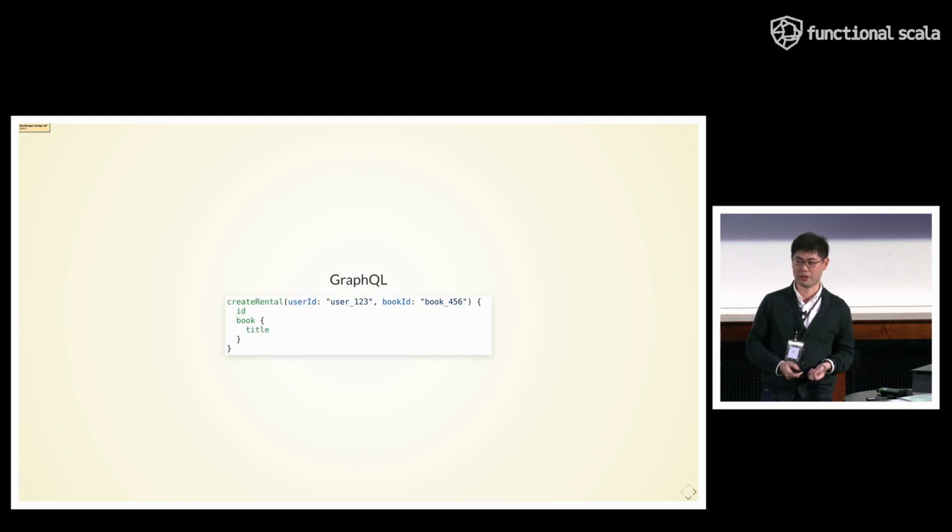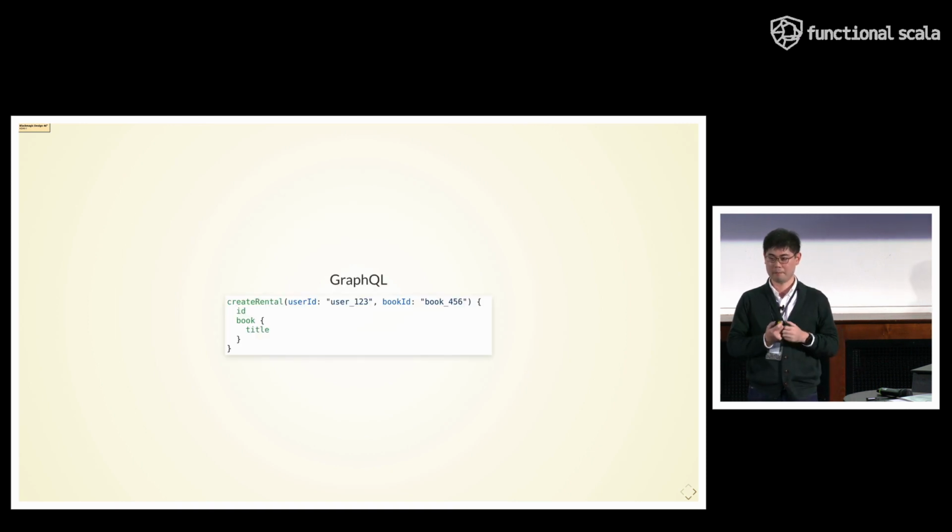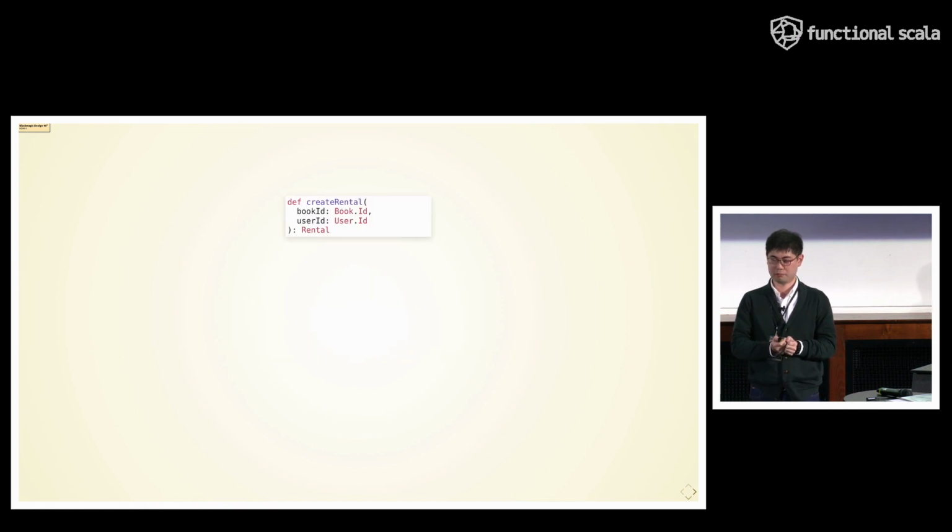GraphQL already requires a client to call a service with what they want back. They should indicate what they want back. So this is already an existing idea. And maybe I could fit something like this inside Scala. Because GraphQL is all about runtime, right? It's about clients deciding at runtime what they want back. So we want something that's more compile time. So this is the create rental method that I showed you a little earlier.